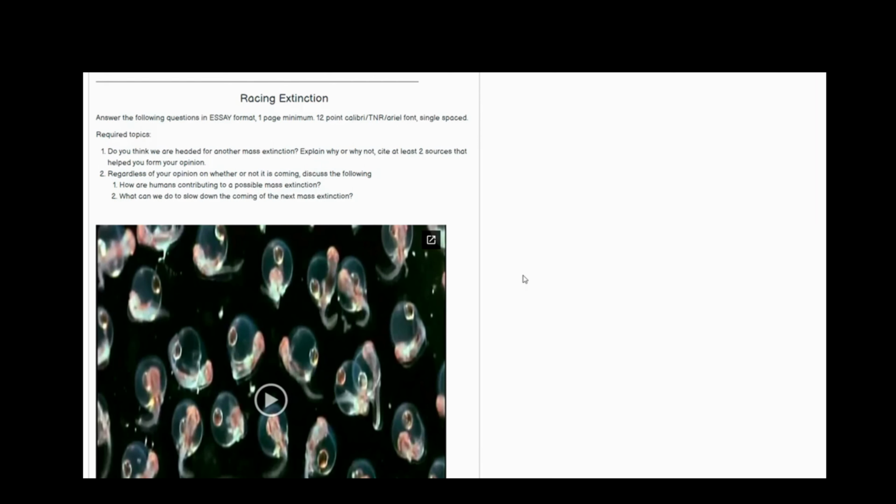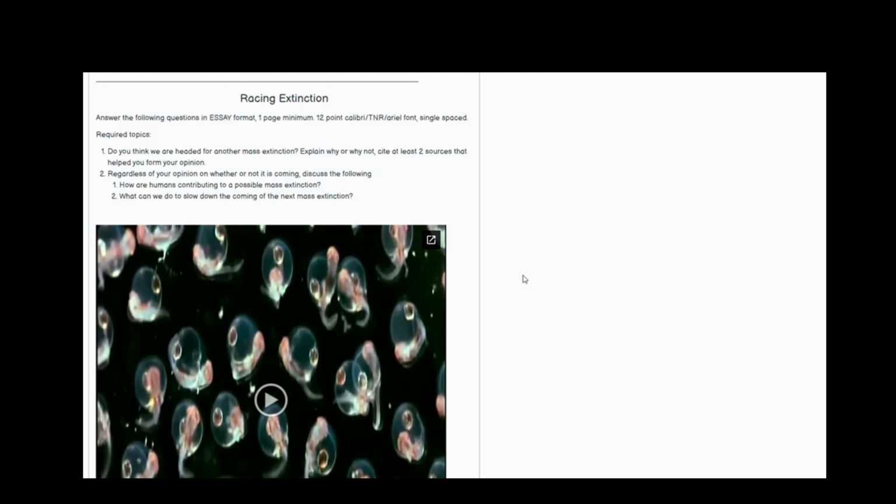1 page total. It does not matter how that page is distributed. So you can talk for 3/4 of a page about number 1 and 1/4 about number 2, vice versa. It doesn't matter as long as you have both of these topics covered and it is a full page.